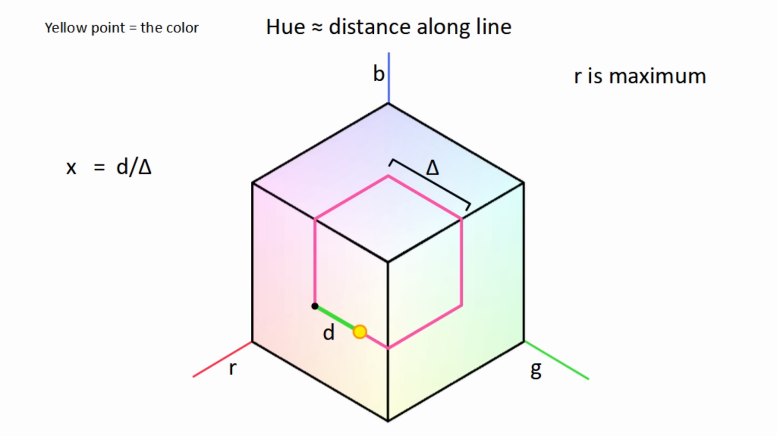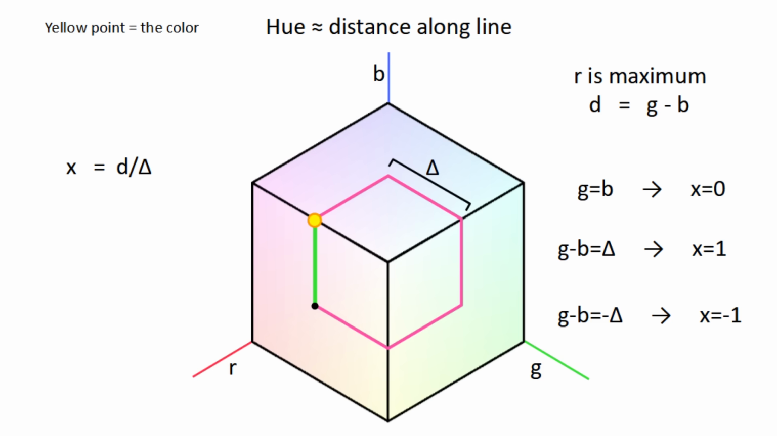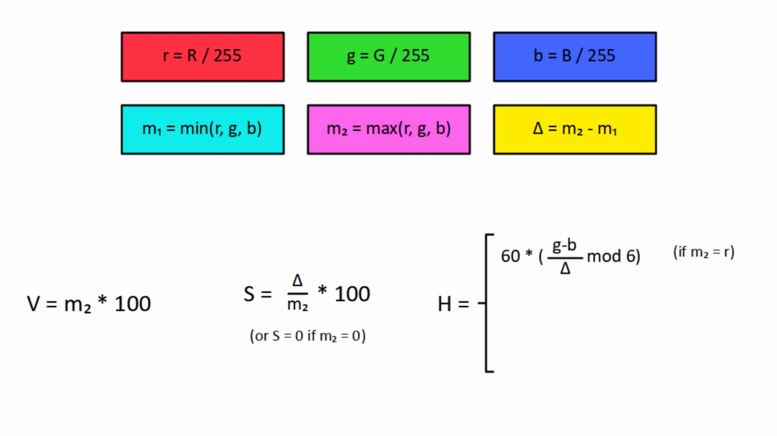If red is the maximum, it means you're on this left face, so distance is g minus b. If g equals b, you get x equals 0. On the right endpoint, g minus b equals delta, so x equals 1. And on the other endpoint, g minus b equals negative delta, so x equals negative 1. This means x ranges from negative 1 to 1, but we don't want negatives, so we use the modulo operator by 6 to make it go from 0 to 1 and then 5 to 6. Finally, we multiply by 60 to get this 1/3 of the hue formula.